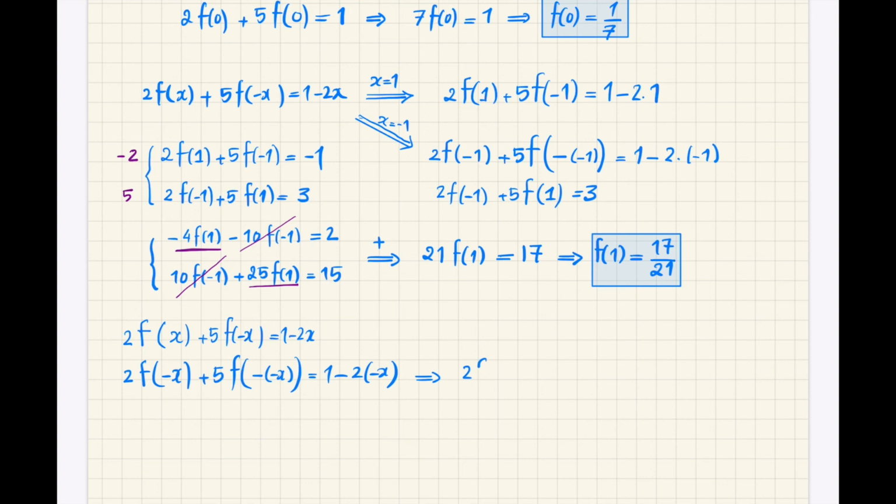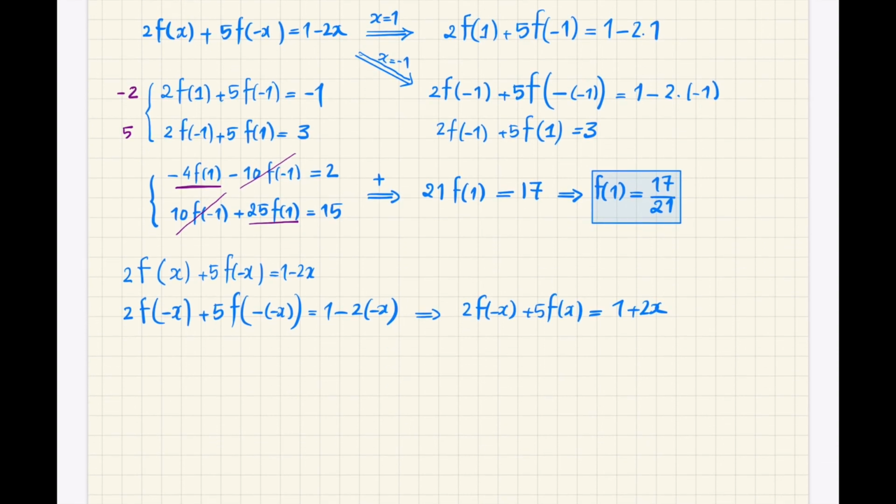I would write 2f of minus x, and nobody writes minus x because there is a simpler and better name. It's just x. And then on the right hand side, minus x times minus 2 is positive 2x, so it becomes 1 plus 2x. And now again I solve the system. This is the system that I set up. Let me just do it quickly.